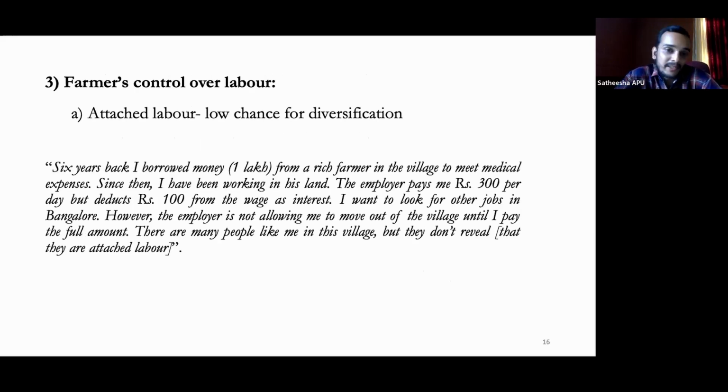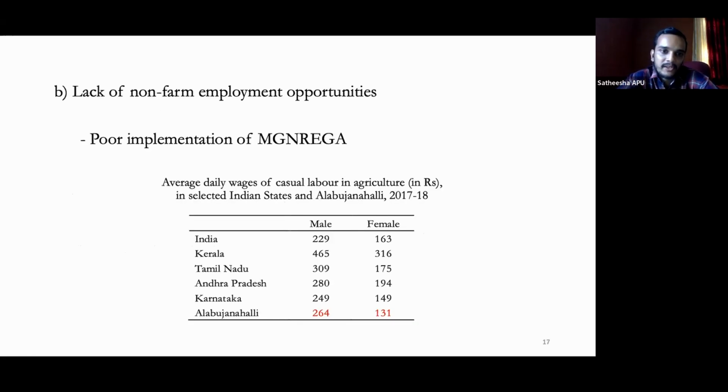The third factor could be the various forms of control over labor by the farmers. During my survey, I also found 2 cases of attached labor. Both of them belong to the community called Tigla. They are landless. One of them said that 6 years back, he borrowed 1 lakh rupees from the rich farmers in the village. Since then, he has been working on their land. The employer pays the existing wage rate, 300 rupees per day, but deducts 100 rupees from his wage as interest. He wants to look for better jobs in Bangalore, but the employer is not allowing him to move out of the village until he pays the amount. And he said that there are many people like him in this village, but they are not revealing it. So attached labor can also lower the chance of diversification.